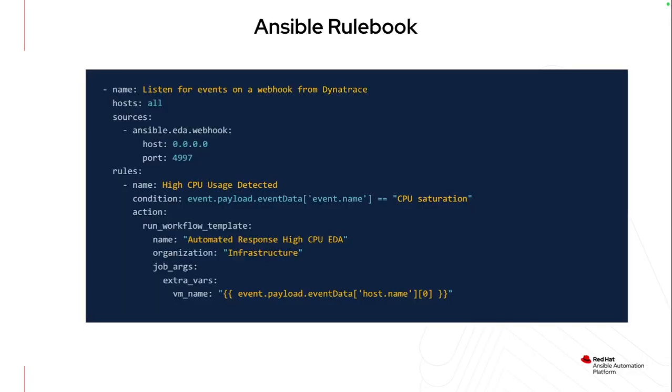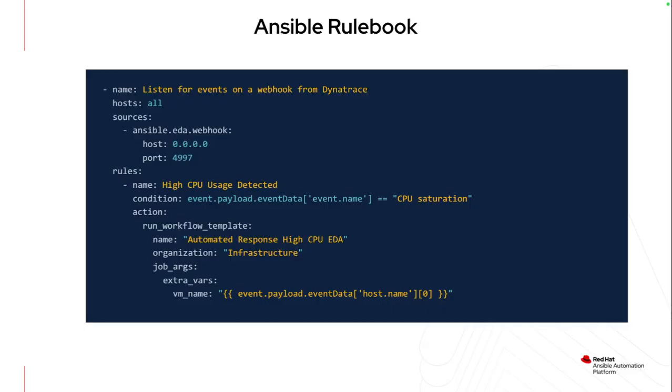From the rulebook perspective, this is again a fairly simple rulebook. I am leveraging the webhook source. It really doesn't matter because I'm going to leverage an event stream and that payload is going to get stripped out. But this shows I don't need a custom rulebook or a custom decision environment for this to work. I can just leverage the base decision environment.